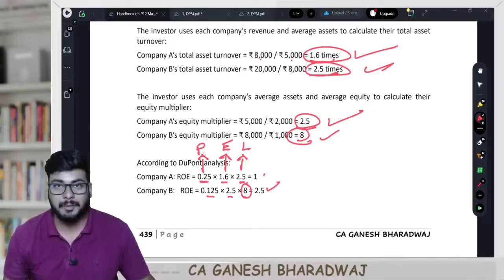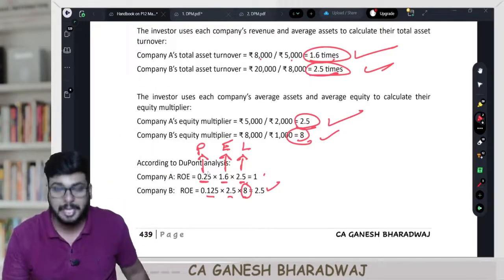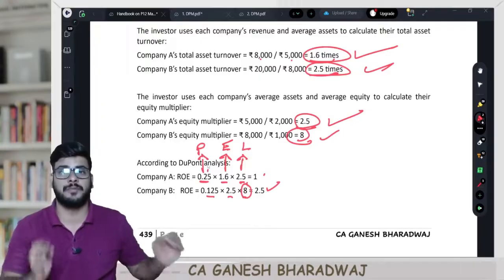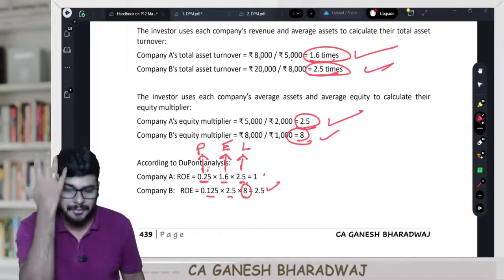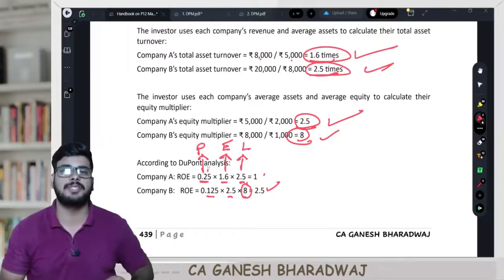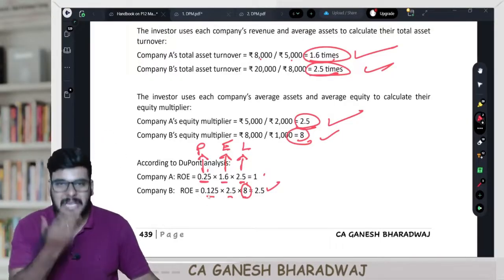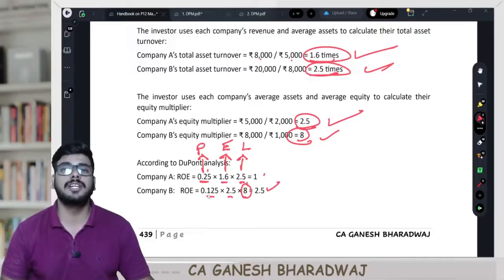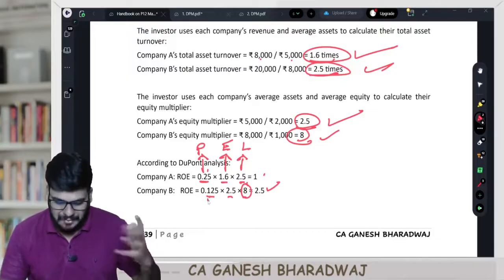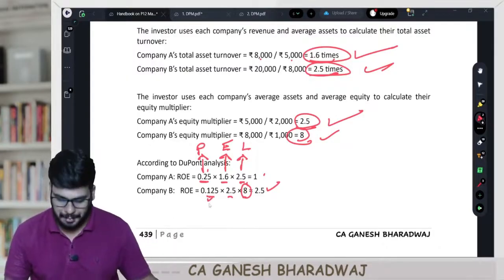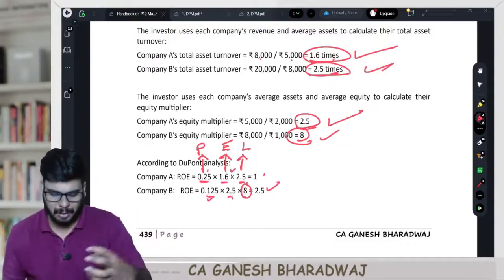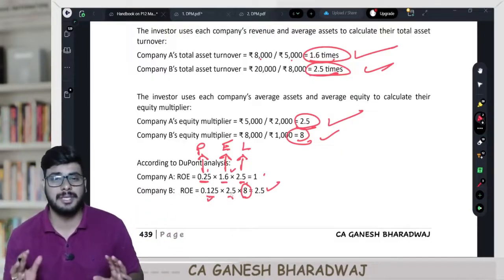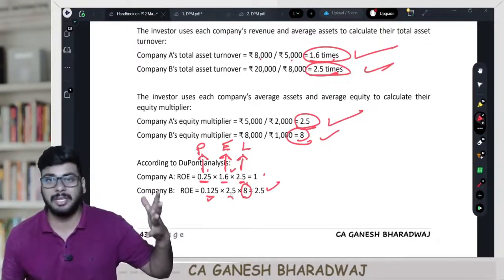But look at the profitability. Company A has a net profit ratio of 25%, which means what? For every 100 rupees of sale made, they are earning organically from their operations 25%. Whereas company B is only earning half of it, only 12.5. So the profitability is not up to the mark for company B. Efficiency is decent as compared to company A, but the profitability is not that great.